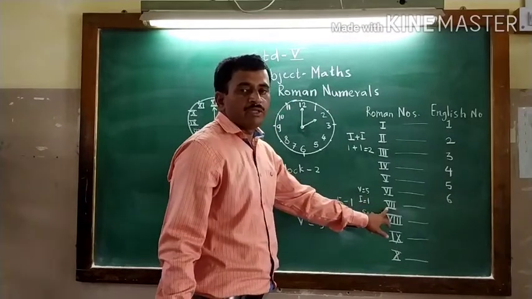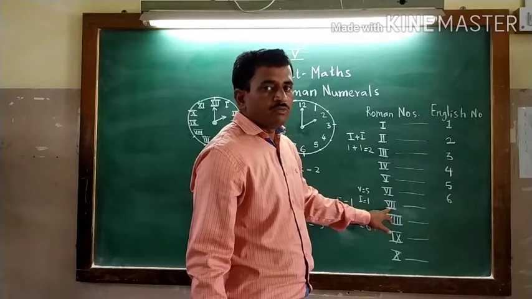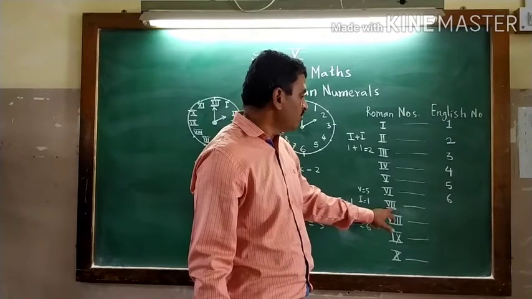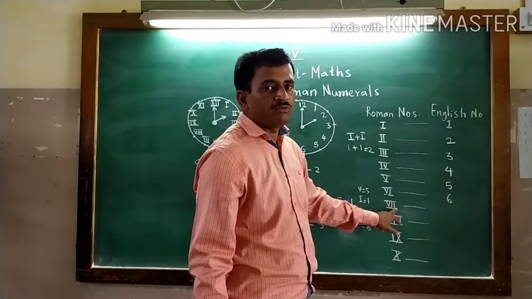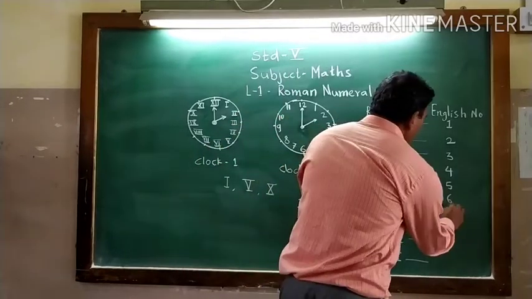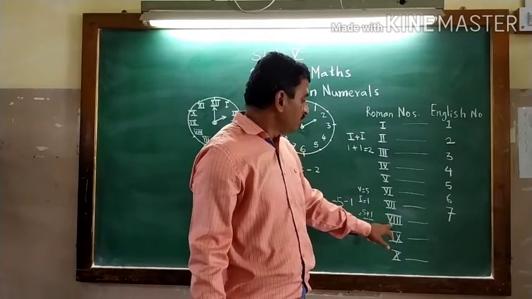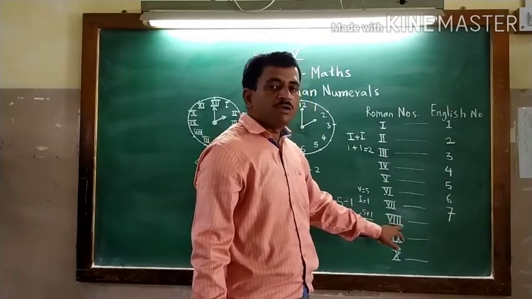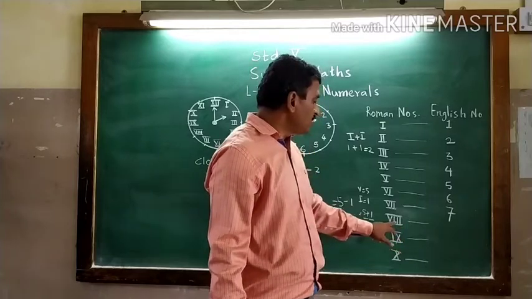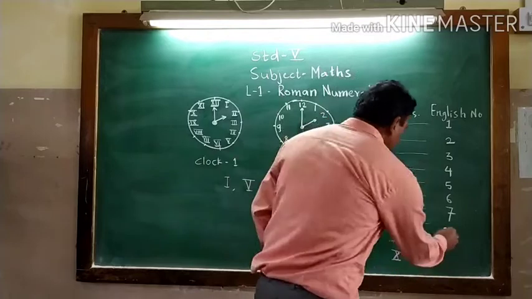Now for the 7, value of V is 5, value of I is 1, next value of I is 1. So 5 plus 1 plus 1 it becomes 7. Now 8, 5 plus 1 plus 1 plus 1. 5 plus 1, 6, 6 plus 1, 7, 7 plus 1, 8.